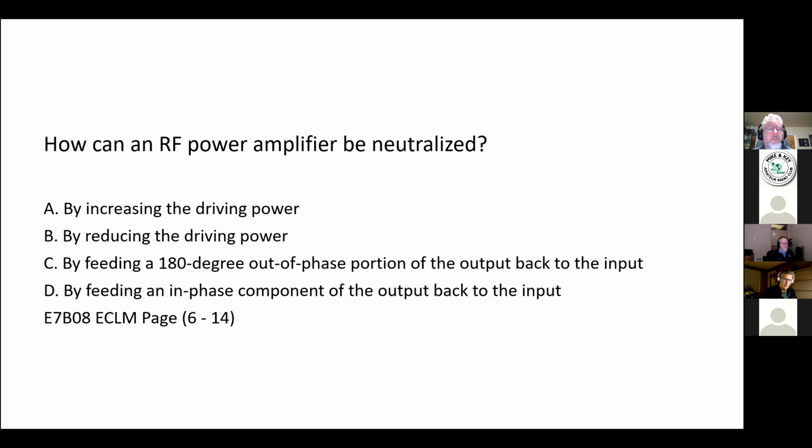How can an RF power amplifier be neutralized? A, by increasing the driving power. B, by reducing the driving power. C, by feeding a 180-degree out-of-phase portion of the output back to the input. Or D, by feeding an in-phase component of the output back to the input. Charlie is correct, by feeding a 180-degree out-of-phase portion back to the input.